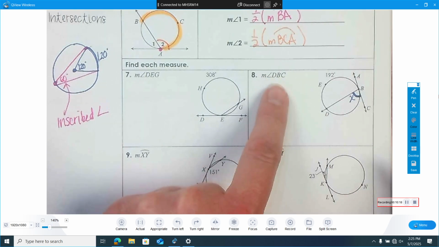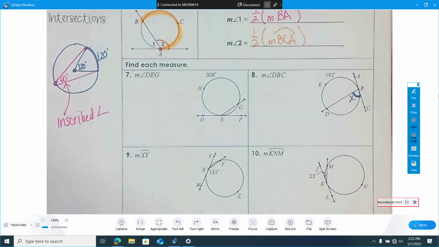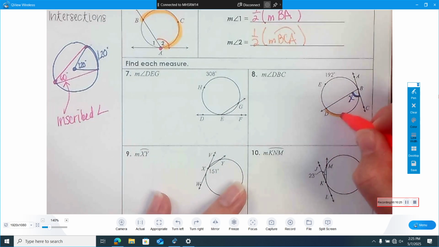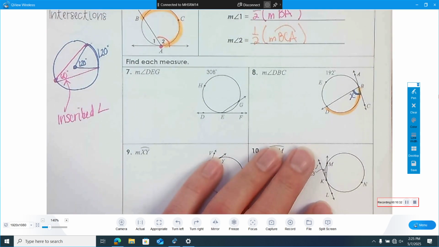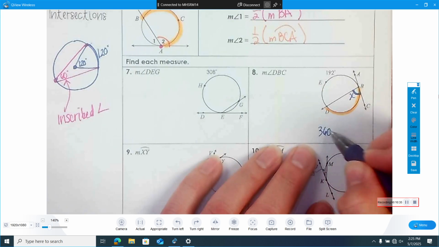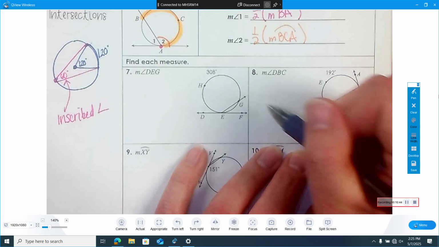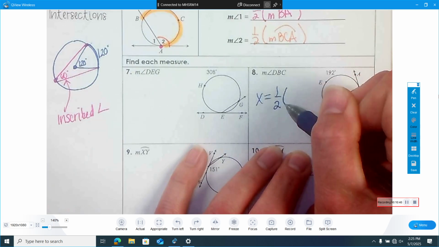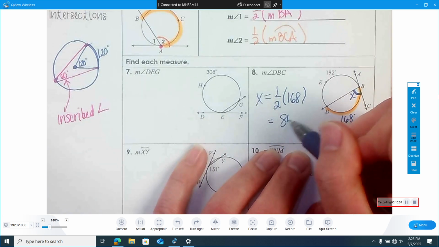What would it be nice to know to find that angle measure? The arc that it intercepts? Okay. So if I know this arc, then I can figure out the angle. Well, what's that orange arc going to be? Good. 360 minus 192 is? 168. So our angle is half of 168, which is 84.